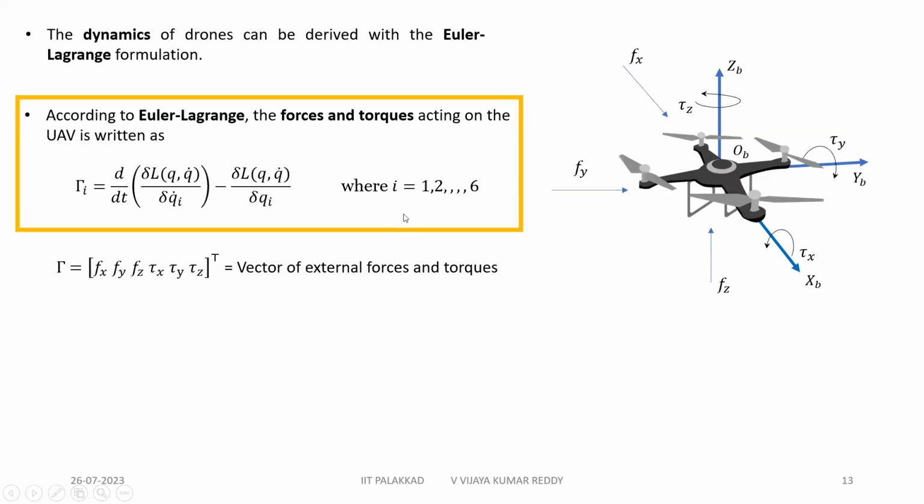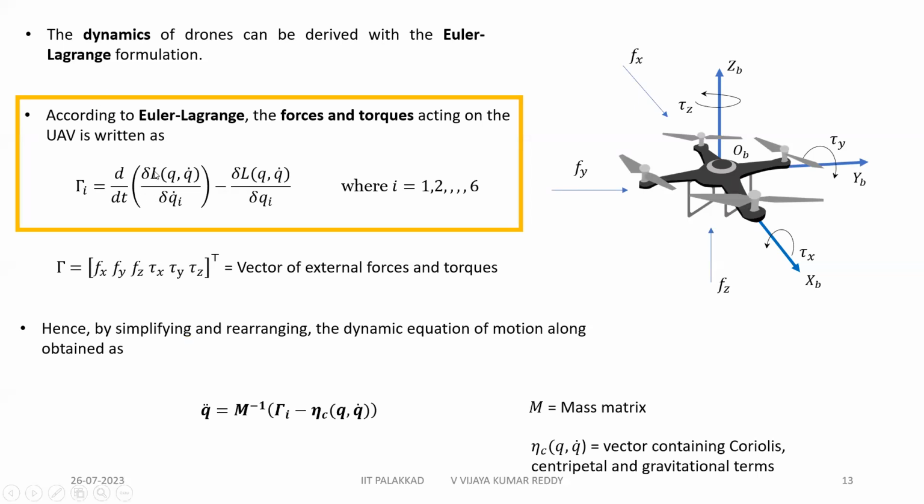Now, to derive the dynamics, we need to use the Euler-Lagrange equation. What the Euler-Lagrange equation says is that all the forces and torques acting on a rigid body, or acting on a quadcopter, are equal to this equation: d by dt, the derivative with respect to time, of partial L by partial q dot, and so on. This is a partial differentiation, right? So the Euler-Lagrange equation says that the forces or torques acting on a rigid body are equal to this equation.